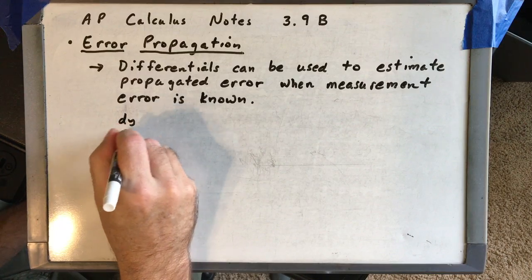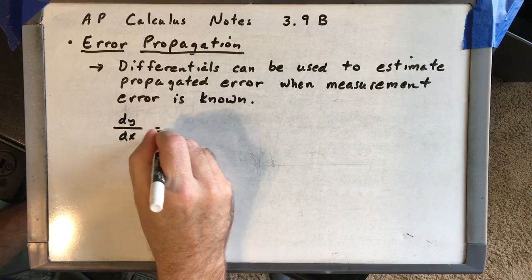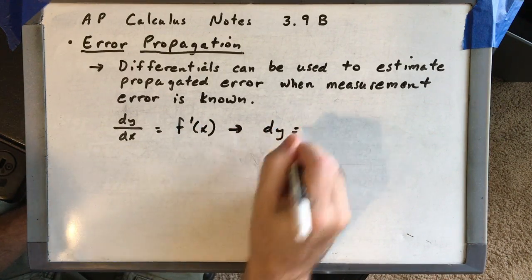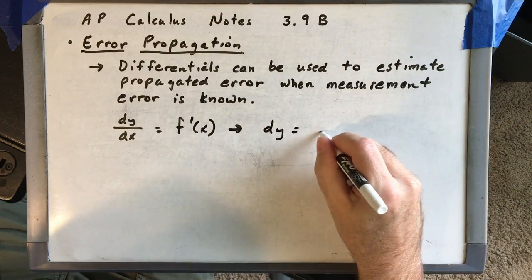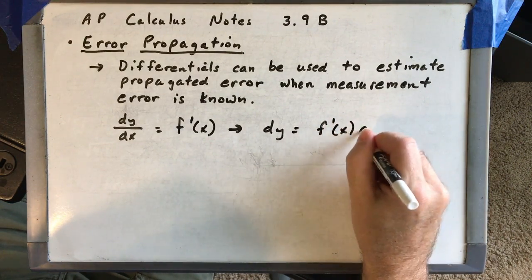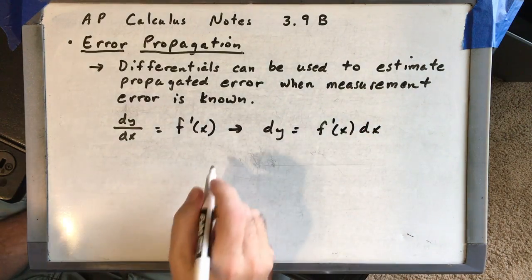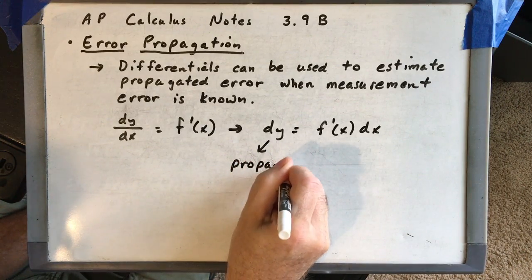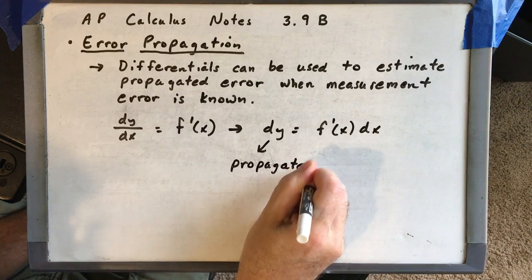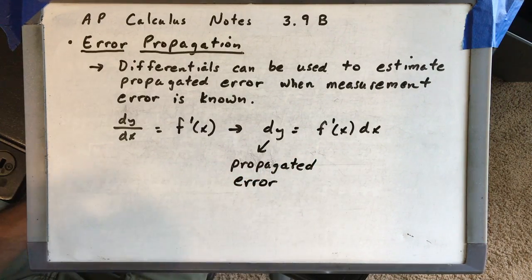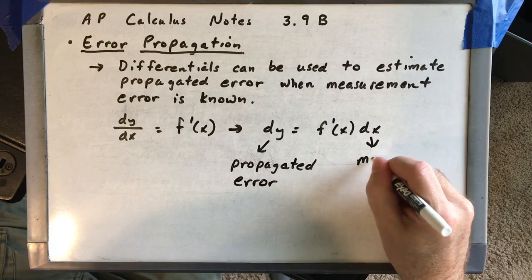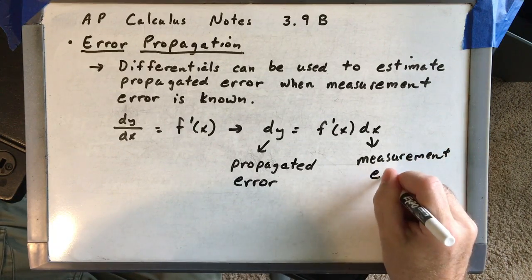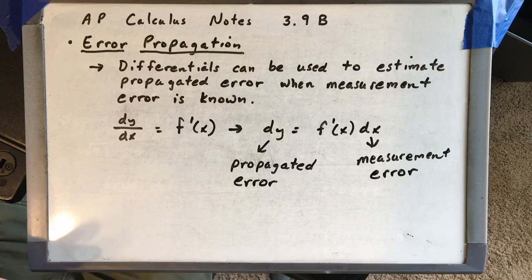Okay, so if we have that dy/dx is equal to f prime of x, we know that dy is equal to, multiply both sides by dx, f prime of x dx. So dy is what we call propagated error, and dx is our measurement error. You'll be given measurement error. Let me tell you what I mean by that.